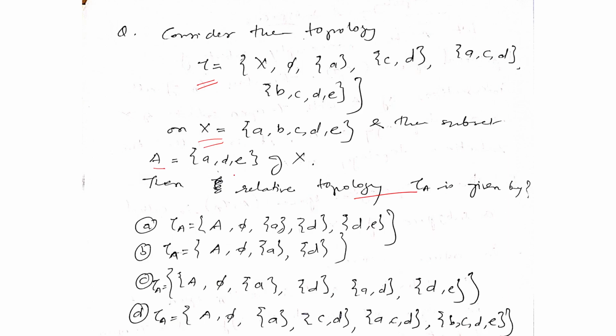Just now we have discussed the definitions. According to that, find out which of the following, option A, option B, option C, or option D, forms the relative topology tau A on A. Everyone try it and let me know what answer you are getting.